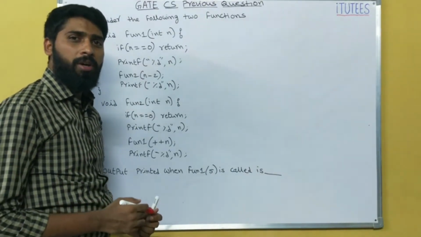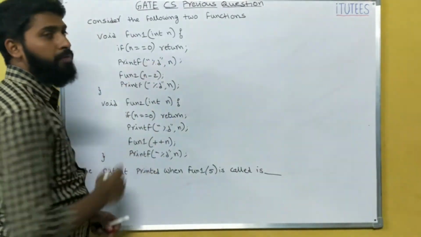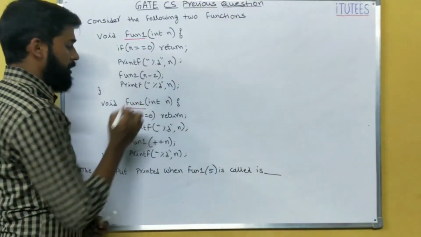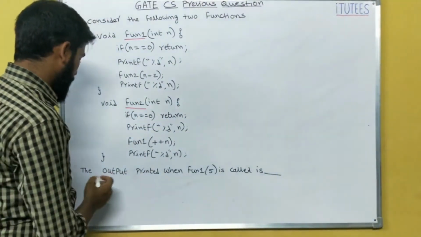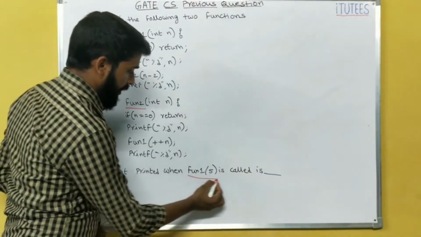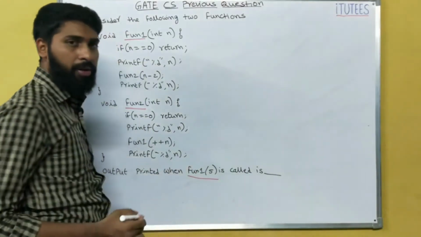Now we are going to solve one GATE previous question. These are the two functions. The first function is function 1 and this is function 2. The question is: what is the output printed when function 1 of 5 is called?